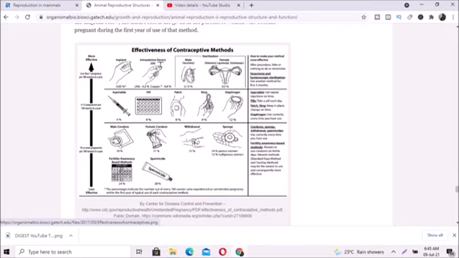Emergency contraception, also known as Plan B, is also a hormone-based method of contraception. One common misconception about emergency contraception is that it prevents implantation after fertilization. However, like other contraceptive methods, it does not induce abortion. It has no impact after fertilization.